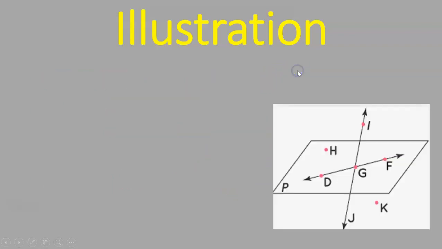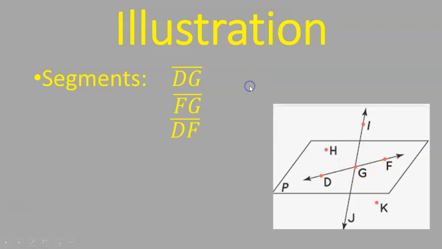Other figures that we have here are line segments. Now, line segments, notice the difference. They have no arrows. They stop. They're pieces of lines that have 2 endpoints. So segment DG would be an example. FG, okay, you could also call it GF. You could go either way with it. DF, okay, those are all on line DF.